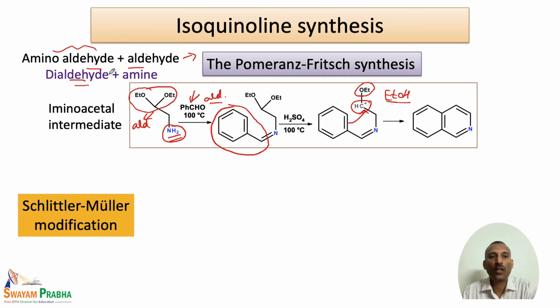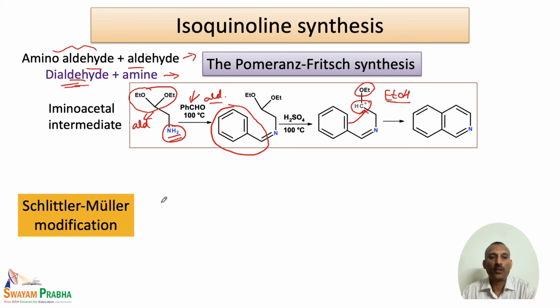We can also have the reverse of that. That means both aldehydes on the same compound and the amine as a separate one. So, these are the two different ways by which we can prepare isoquinoline. That means different starting materials can be used to prepare isoquinoline.